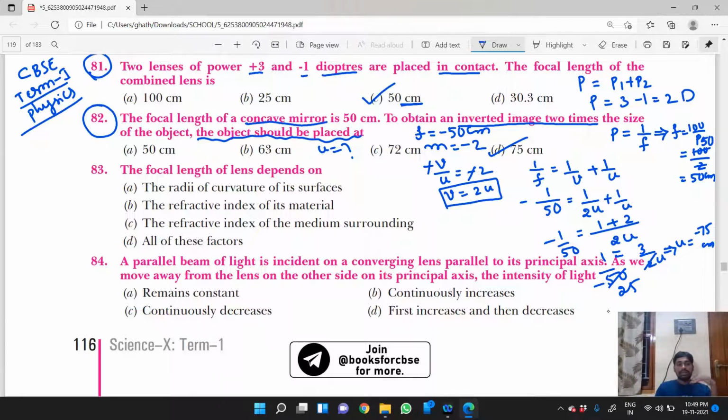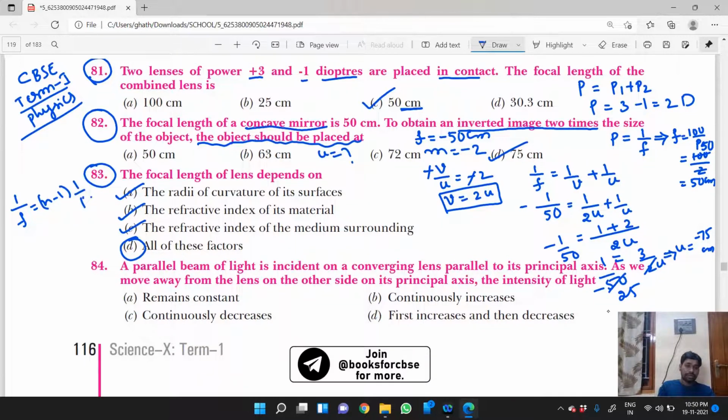Next, the focal length of a lens depends upon what? This is the question. The focal length of a lens depends upon the radius of curvature, the refractive index of the material, and the refractive index of the surrounding medium. So the answer is all of the above. The formula for the focal length of a lens is 1 by f is equal to (n minus 1) times (1 by r1 minus 1 by r2).